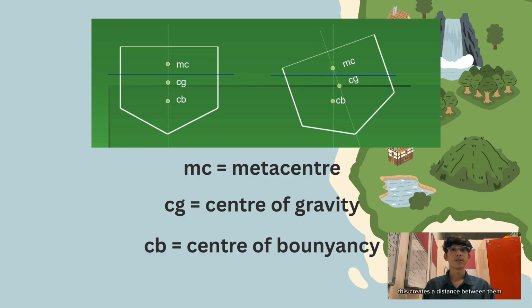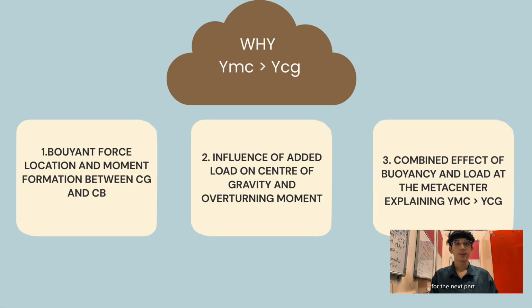This creates a distance between them, producing a moment that tries to rotate the house further. This tilted position represents an unstable condition because the moment increases the tendency to tip over. Because of this, the overall effect at the metacenter is greater than at the center of gravity, which helps explain the floating house stability behavior. For the next part, I want to explain why YMC is greater than YCG. The reason why YMC is greater than YCG can be explained using key hydrostatic principles.